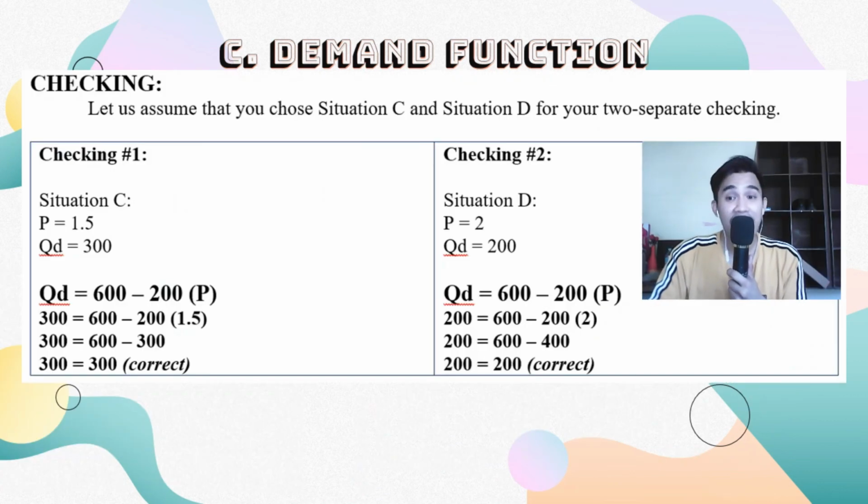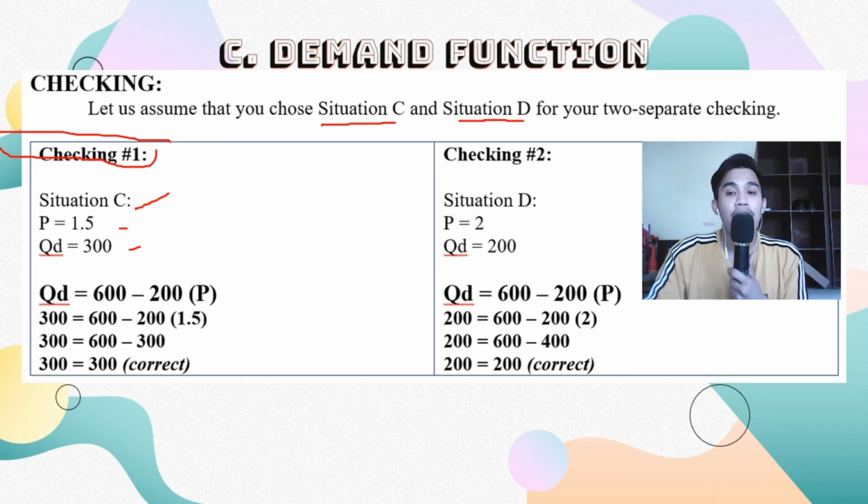For us to check whether our final demand equation is really correct, we will do checking. What you need to do now is choose two situations again from the demand schedule. It's up to you which ones you choose. Let's say in this equation, you choose situation C and situation D. So let's have checking number 1. For checking number 1, we will be using situation C. So our P is 1.5 and our QD is 300.